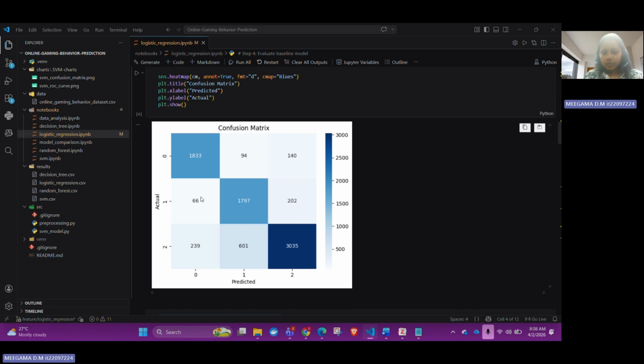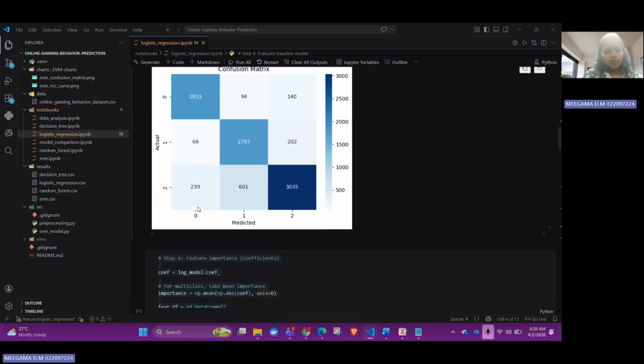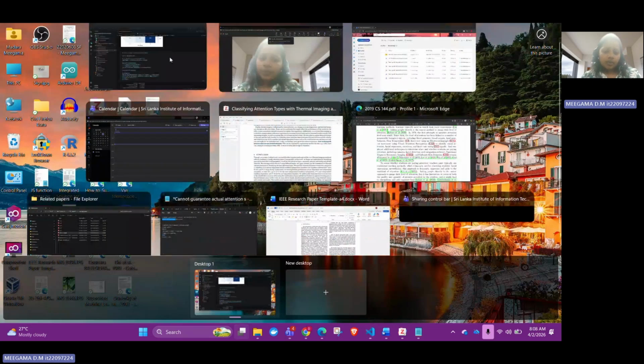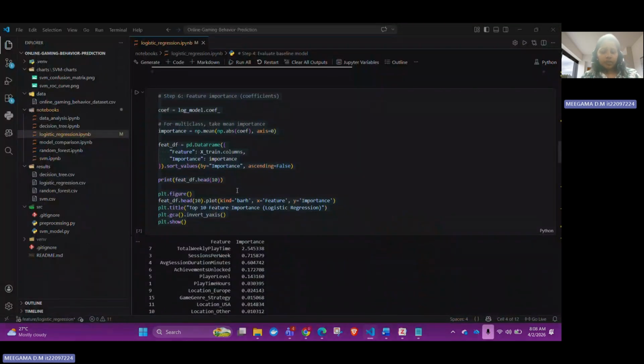So there are some issues here, because 94 of lower level cases are identified as medium level, and 66 of medium level are classified as lower level. So there are some deviations in the model that we have to address. Next we identify the feature importance coefficients. Here we can identify the most important features.